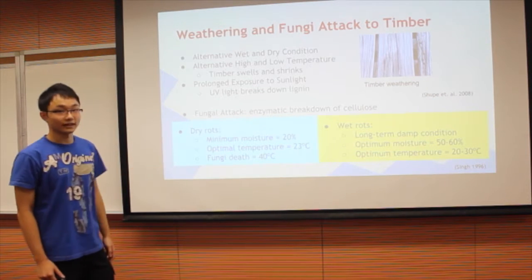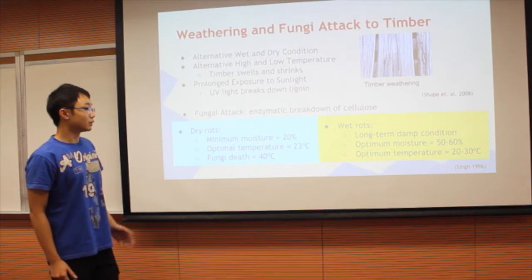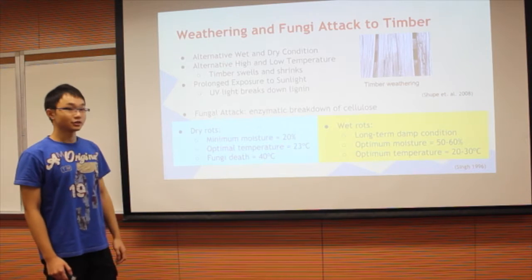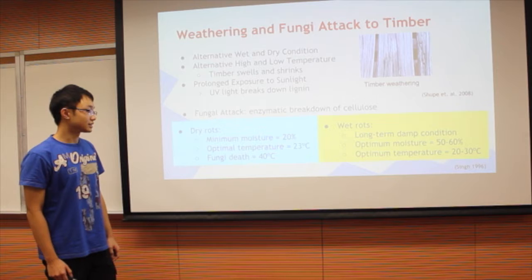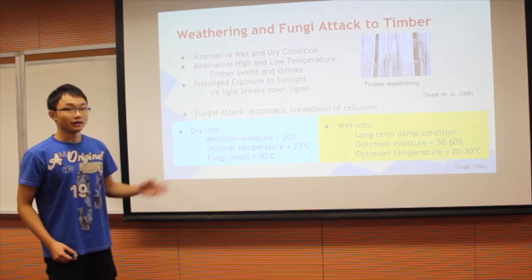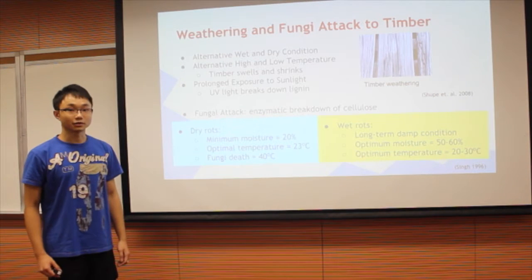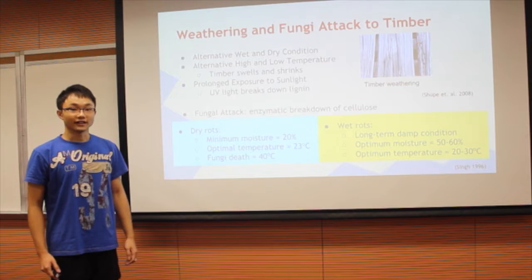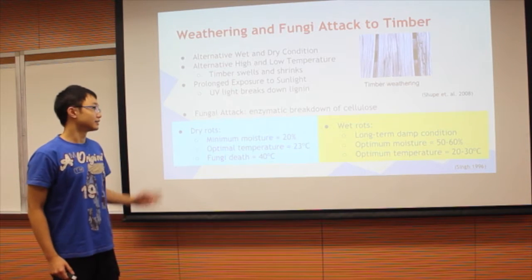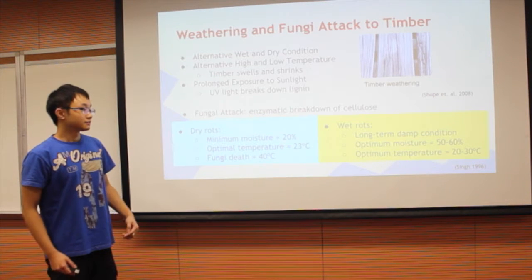There are two types of fungi related to the attack. Dry rot has a minimum moisture of 20%, an optimum temperature of 23 degrees Celsius, and the fungi will die at 40 degrees Celsius. While for wet rot, it requires a long-term damp condition for the fungi to grow. The optimum moisture is higher than dry rot, and the optimum temperature is lower.